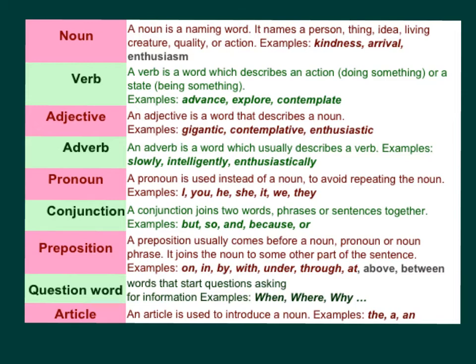Pronoun. A pronoun is used instead of a noun to avoid repeating the noun. Examples: I, you, he, she, it, we, they. Conjunction. A conjunction joins two words, phrases, or sentences together. Examples: but, so, and, because, or.